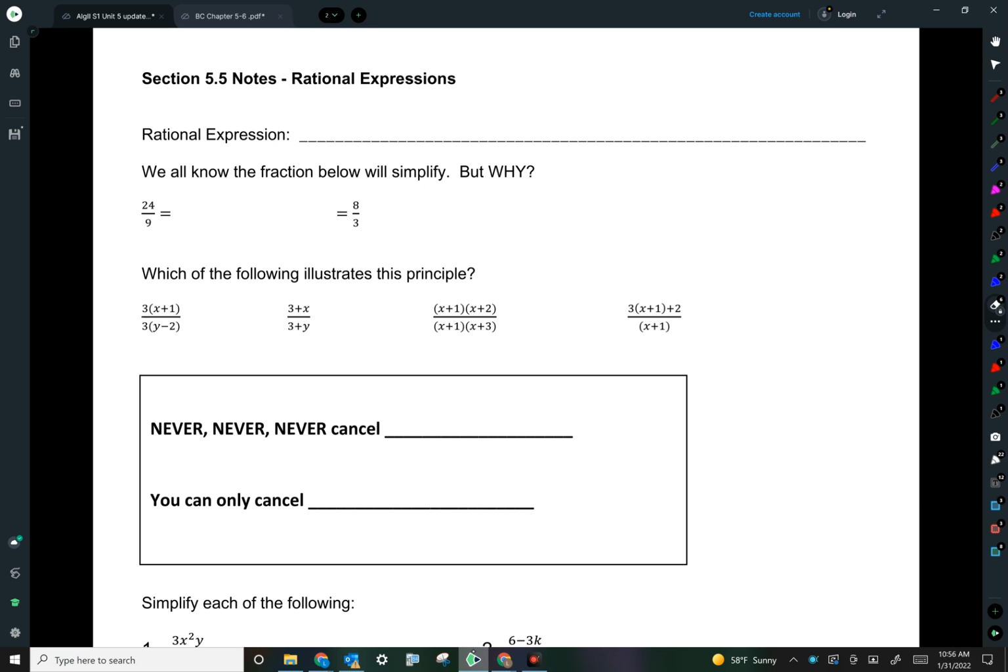So this video is for the section 5.5 notes about rational expressions. And first of all, we need to define a rational expression. So this is simply a fraction that has variables.